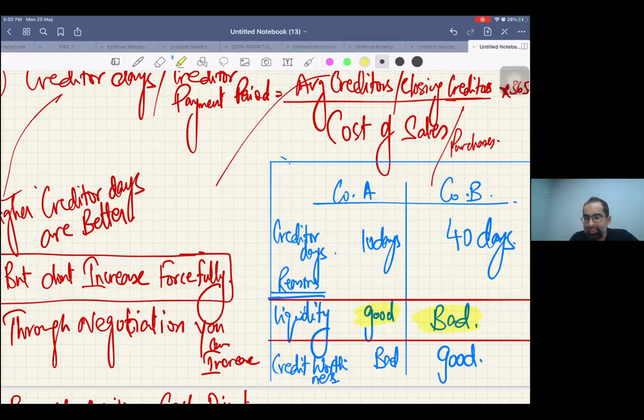Just think, company B got 40 days credit from the market. That means people in the market trust company B more as compared to company A. They don't trust that much on company A. They just give 10 days credit. That means now we can say the creditworthiness of company B is better than company A.